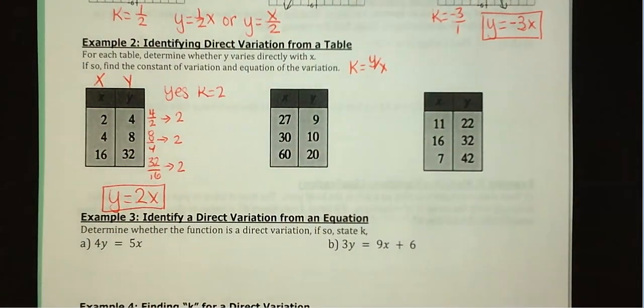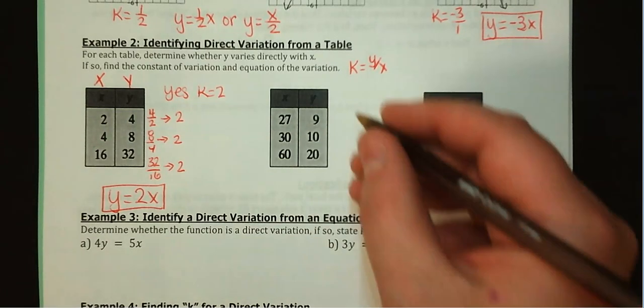And this would be easy to check. If I did the first point, 2, 4, 2 times 2 is 4. The second point is 4, 8. 2 times 4 is 8. You can check these really easily. You just have to make sure every y coordinate divided by its corresponding x coordinate is the same for every single point in the table. If one of them is not, then it's not a direct variation.